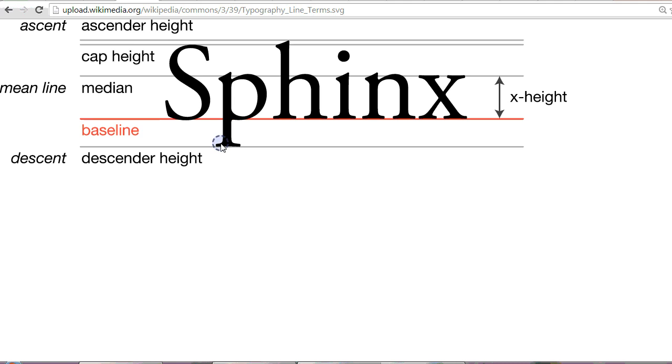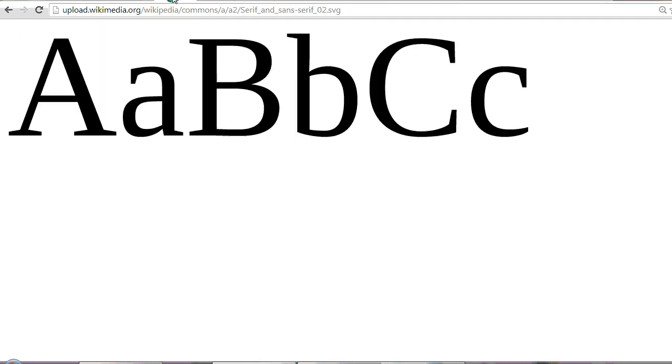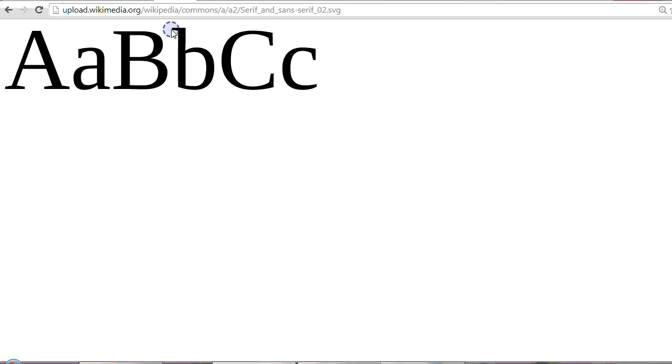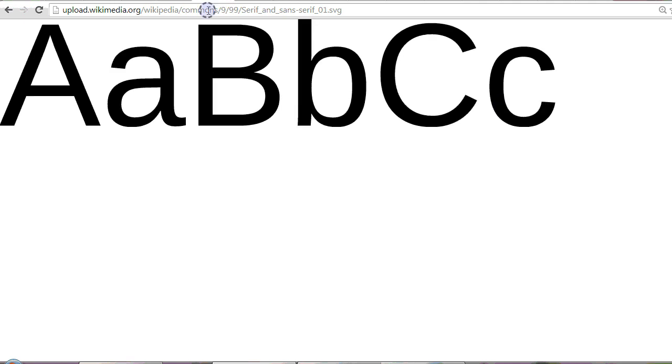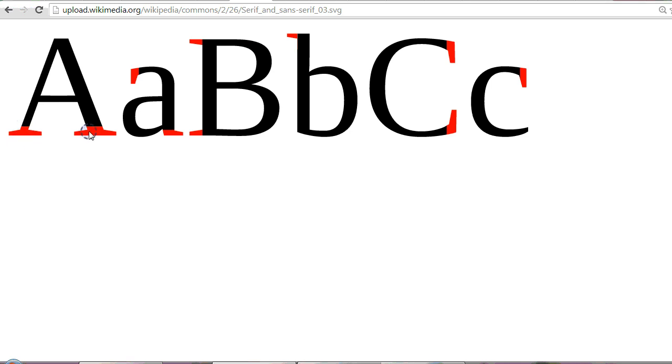Now, I don't want to go into too much detail because we're looking at the book design and not actually building fonts, so I'm going to move quickly on to looking at the difference between a serif and a sans-serif font. And if I just zoom in a little bit, here we have a serif font, and here we have a sans-serif font, and as you can see, the bits in red where we have the lines coming away from the letters are the serifs.